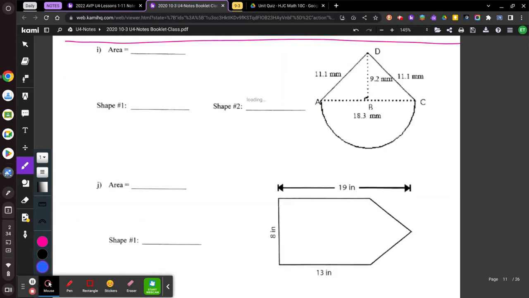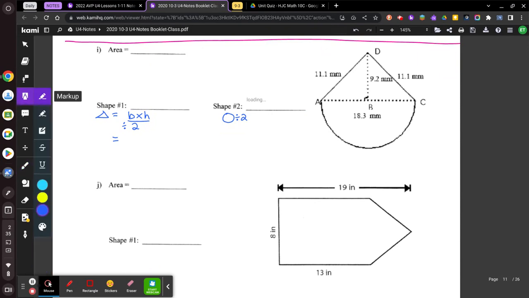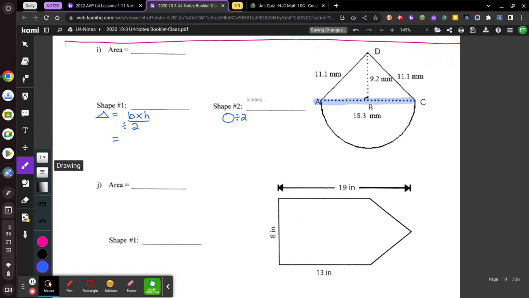Okay, for this next question, we have a half of a circle and a triangle. So shape 1 is a triangle, shape 2 is a circle divided by 2 because it's only a half circle. So our triangle is going to be base times height divided by 2. The base for our triangle is the whole bottom line. The height is the vertical height shown right here. Okay, that's that pink line.